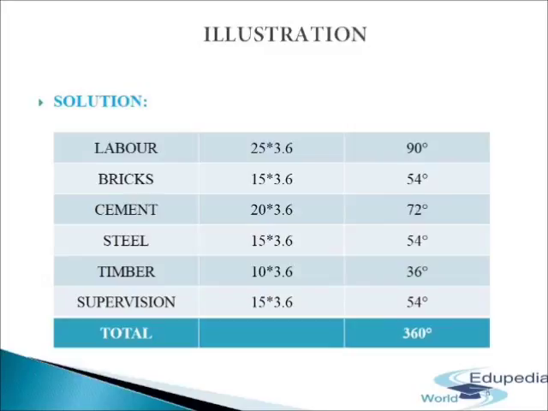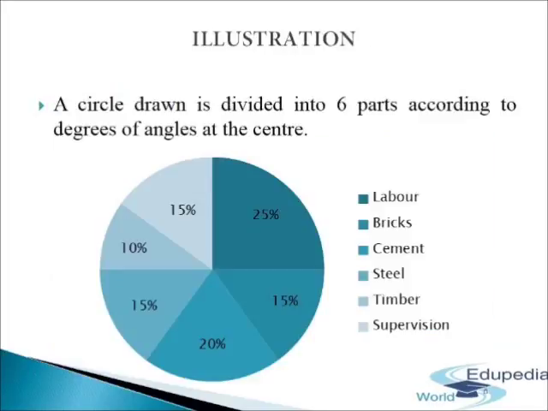Now we will plot these degrees in a circle. Now we will draw a circle which is divided into 6 parts according to degrees of angle at the center. We have 6 items, that is labor, bricks, cement, steel, timber, supervision, and each are represented by different shade of color. In this particular we have taken blue color in a pie diagram. This is how we will make a pie diagram.